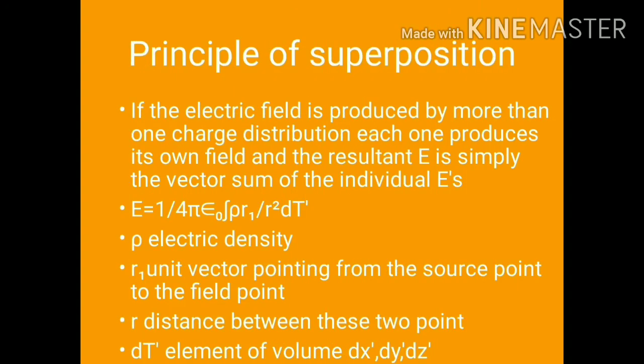Principle of superposition. If the electric field is produced by more than one charge distribution, each one produces its own field and the resultant E is simply the vector sum of the individual fields. E equals 1 divided by 4 pi epsilon naught integral of rho R1 divided by R square d tau dash. Rho is the electric charge density, R1 is the unit vector pointing from the source point to the field point, R is the distance between these two points, and d tau dash is the element of volume dx dash dy dash dz dash.